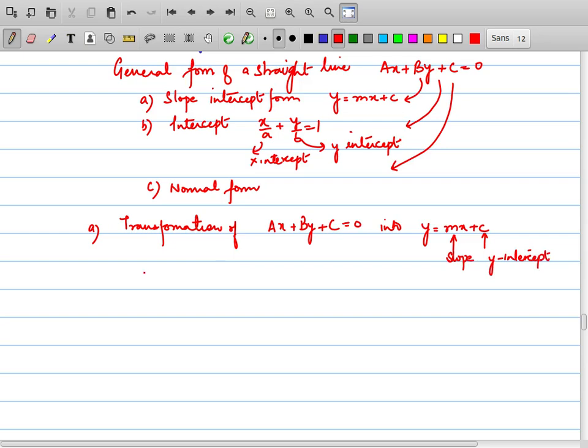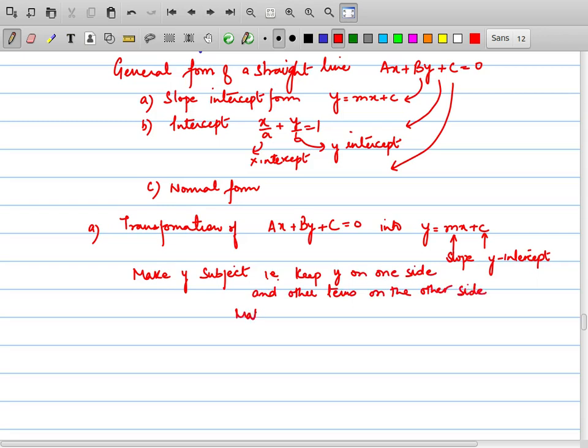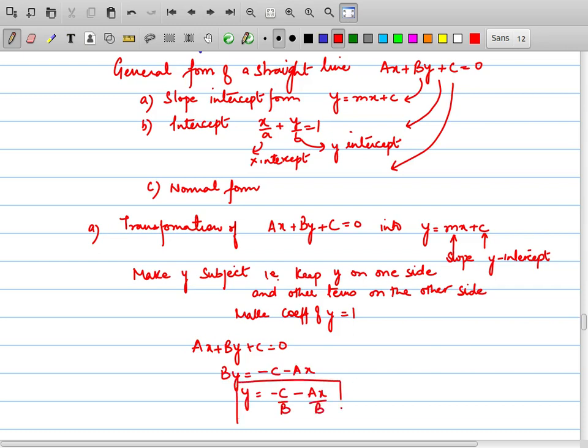So step 1, make y subject. The only thing that you have to do is keep y on one side and other terms on the other side, and make the coefficient of y 1. Once you do this, whatever is written along with x becomes the slope, and whatever is the constant part becomes the y-intercept. Therefore ax plus by plus c equals to 0 is your equation. We'll make y subject, so we'll take minus c and minus ax on the other side. Y will be minus c upon b and minus ax upon b. Therefore this is your slope-intercept form.